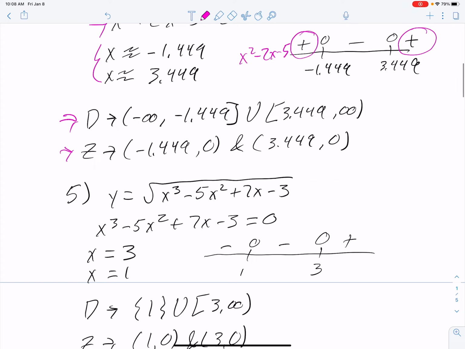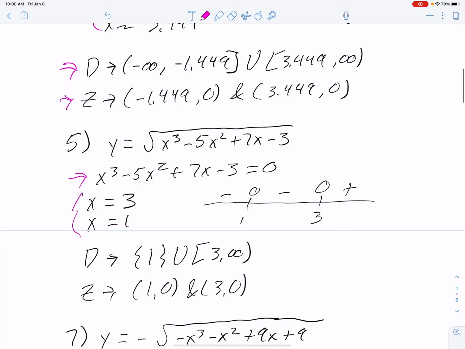Number 5, although the two zeros are integers, you're not expected to be able to factor this, so you plug what's inside the square root into your calculator, either using the polynomial solver or the graph. I come up with these two zeros. Since I only got two zeros, one of them is going to need to be a double root. In other words, my sign won't change, and that happens to be the 1. The only place the function inside the square root is positive is after 3, but I need to include the 1 because it's okay to have 0 inside a square root, in union with 3 to infinity. And then of course I list my two zeros.